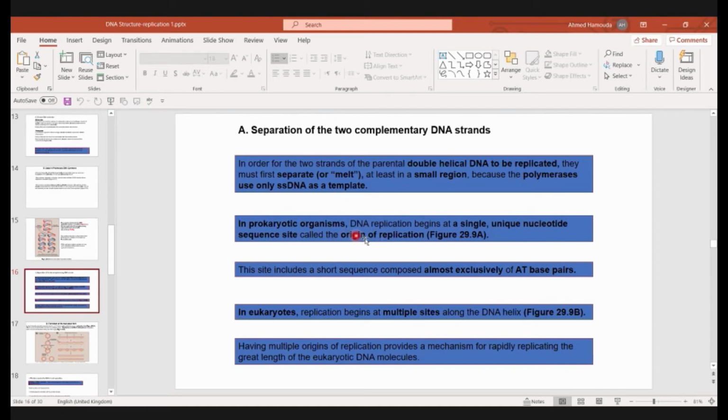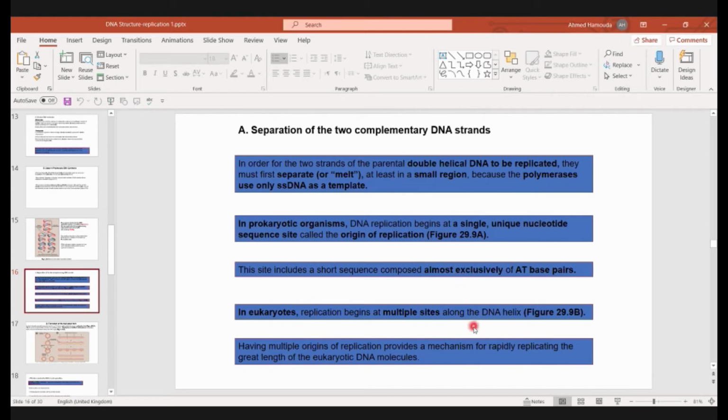In prokaryotic organisms, this single unique nucleotide sequence site is called the origin of replication. So basically, the site where the DNA is opened is called the origin of replication. And most of the time, this site is rich in AT bases. And as we said, the AT bases are not strong like CG. And it makes sense here, because AT is easy to open, so it will be easy to serve as the origin of replication.